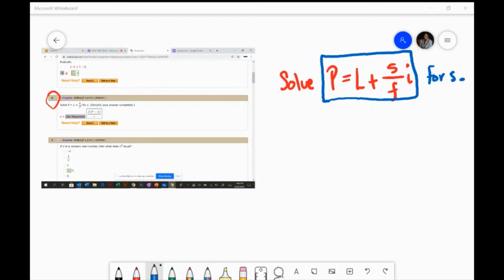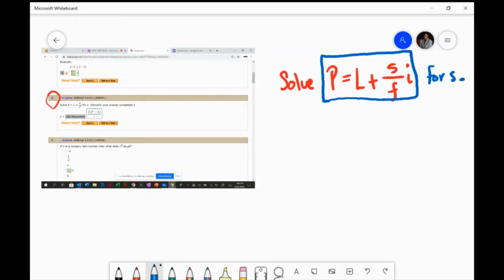Jonathan said get S by itself, I think. That's right. That's exactly right. We're trying to get S by itself. So when it's solve for X, they mean get X on one side by itself equals something else. All right, so we're going to attempt to get S by itself.